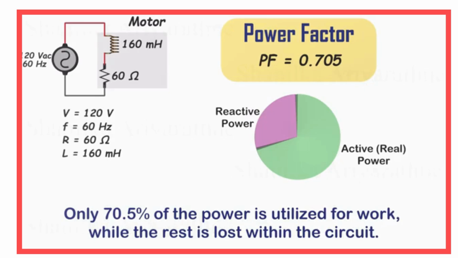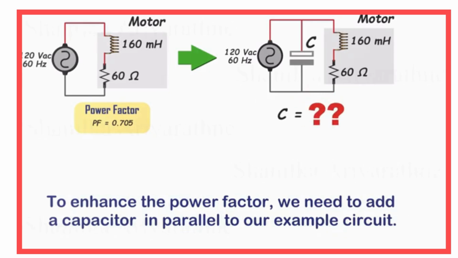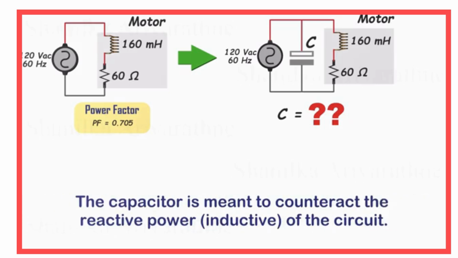The poor power factor is primarily due to the inductive reactance. To counteract this, we need to add a capacitor in parallel to our example circuit. Let's determine the value of the capacitor we need to connect. The capacitor is meant to counteract the inductive reactive power of the circuit. Therefore, our first step is to determine the inductive reactive power of this circuit, which we aim to minimize.